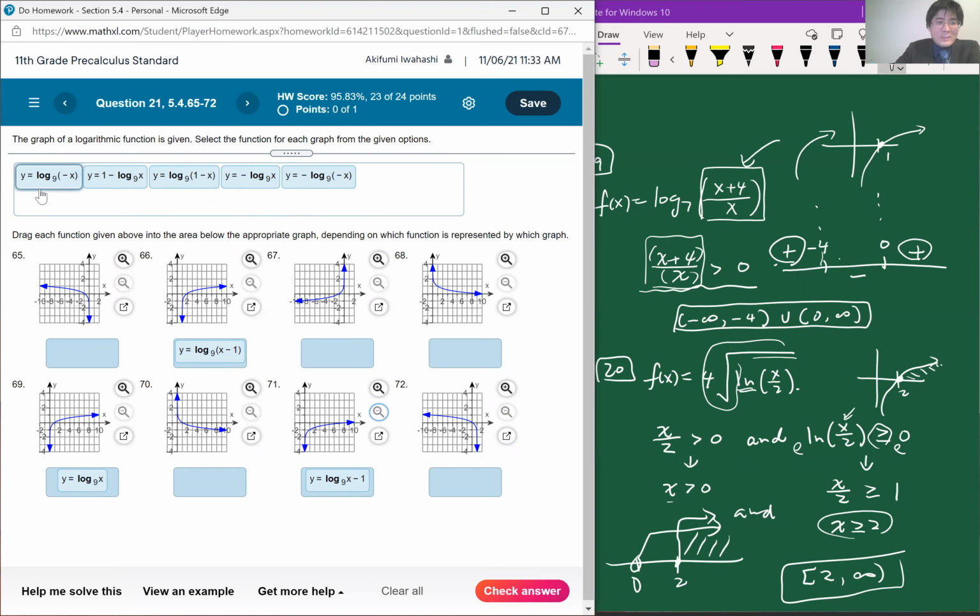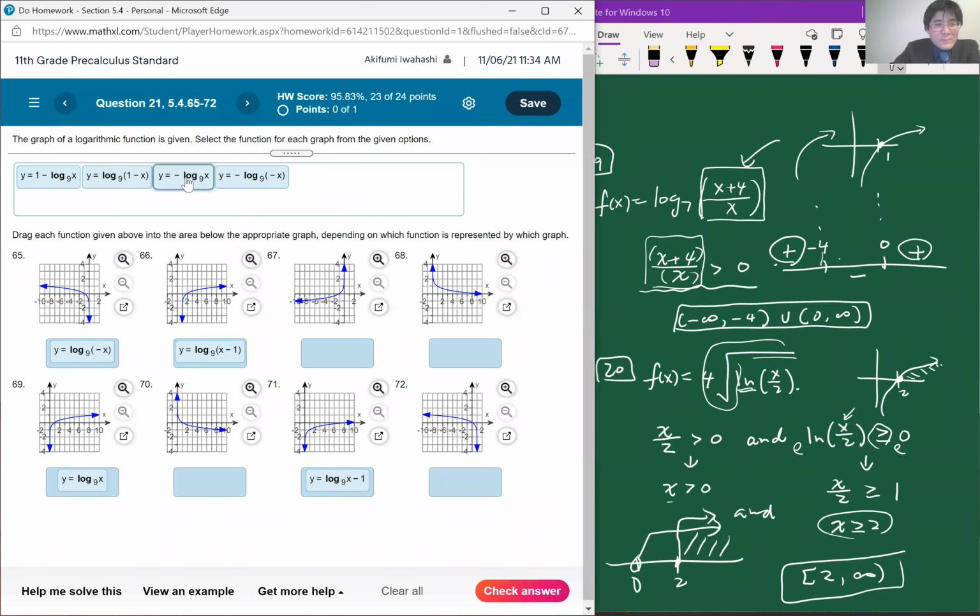This one is a reflected version of the basic log function horizontally. So it's flipped this way. Looking at the choices, it looks like this way. The only choice we have here is this. This one is the only one with a correct orientation. So this is going to be here.